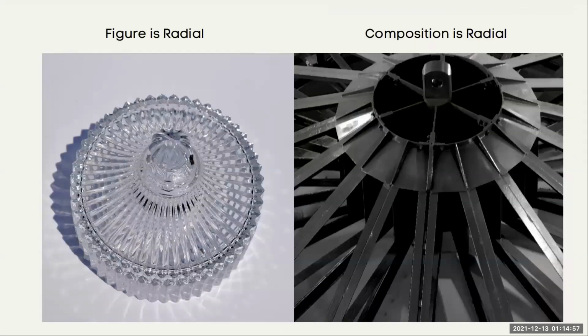Let's talk a little bit about radial and spiral compositions. A lot of times folks will get confused by a radial figure and a radial composition. The difference is the negative space, the ground around the figure. In a radial composition, the figure pushes all the way to the edge, versus in a radial figure, there is negative space on all four sides.